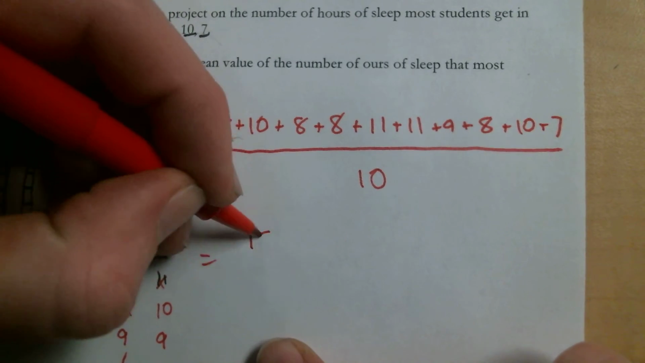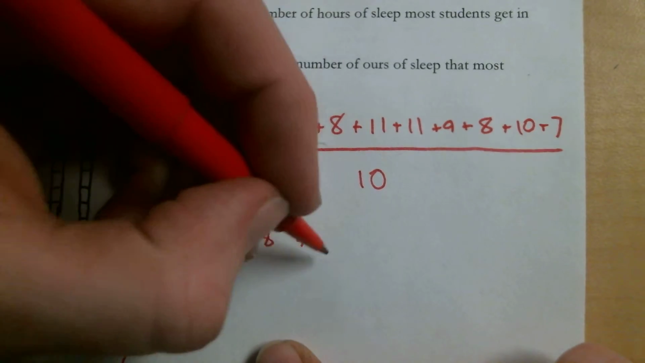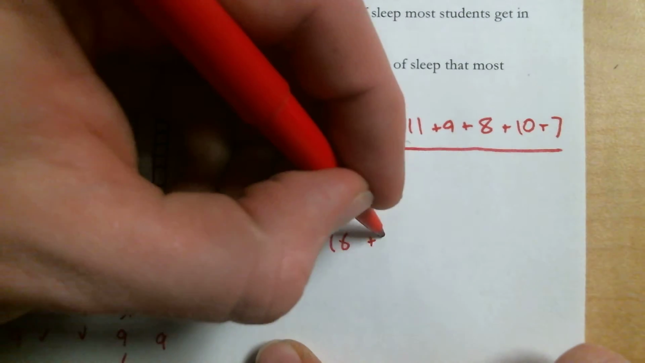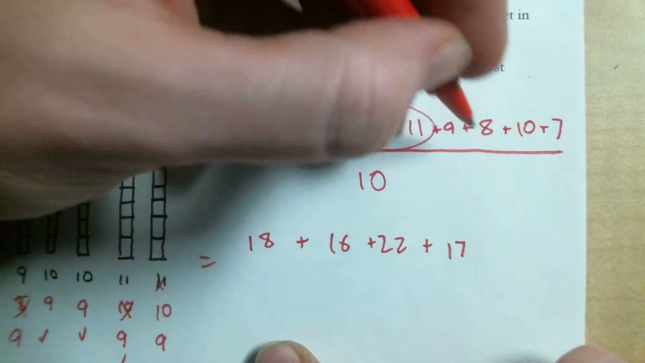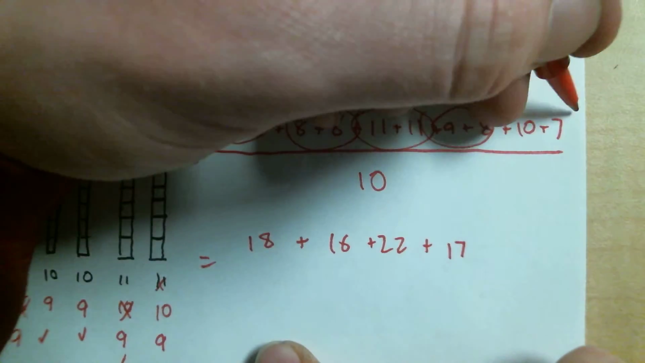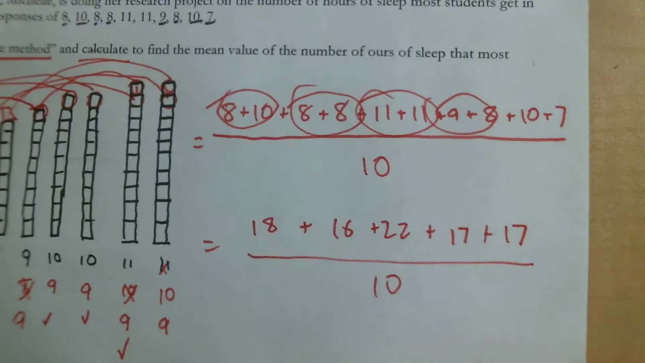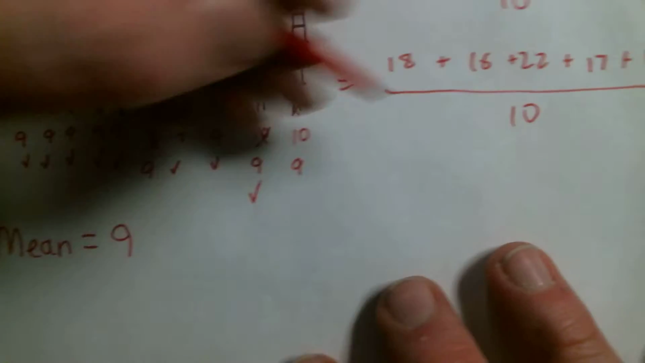8 and 10 is 18. Plus 8 and 8, which is 16. Plus 11 and 11, which is 22. Plus 9 and 8, which is 17. Plus 10 and 7 equals 17. And so then we add all those up and divide them by 10, and we keep going from there. And again, it should match with this. Okay, it should match with this. So let's check and see.